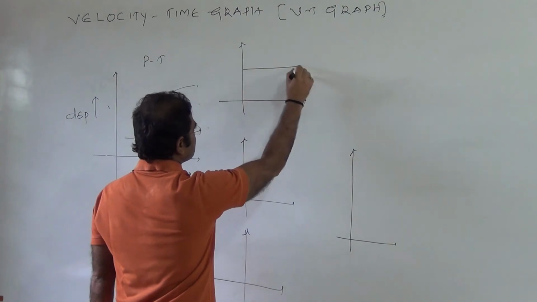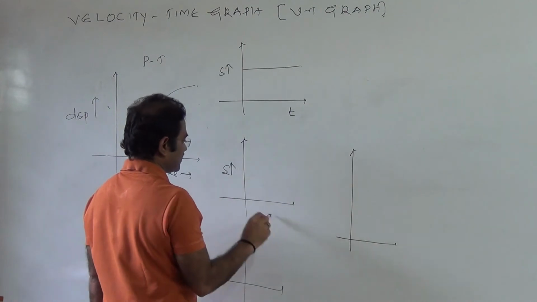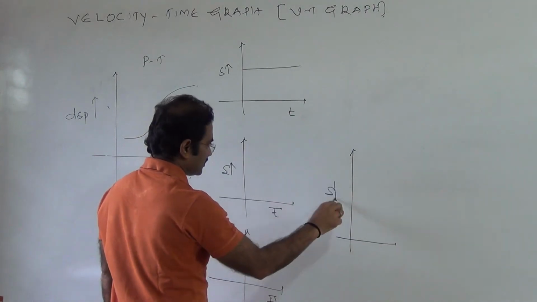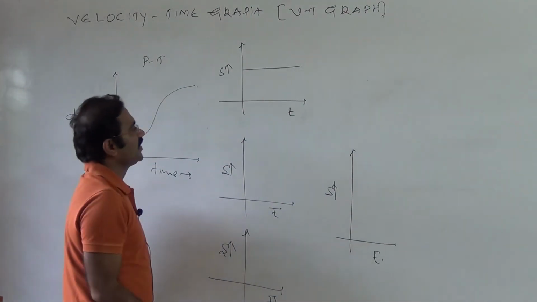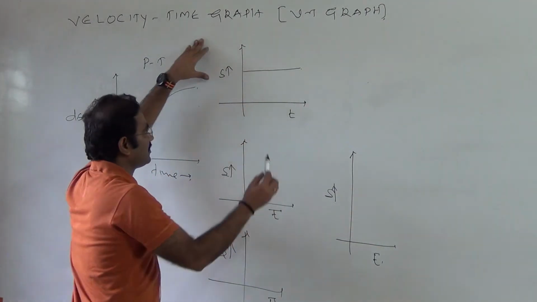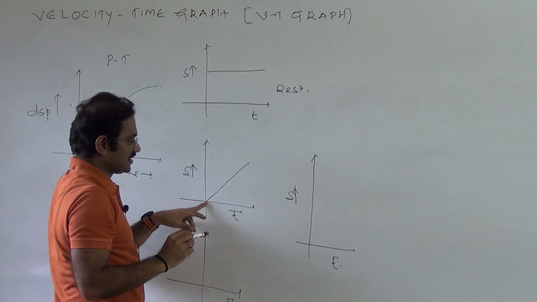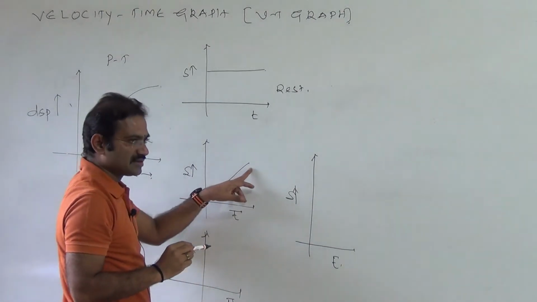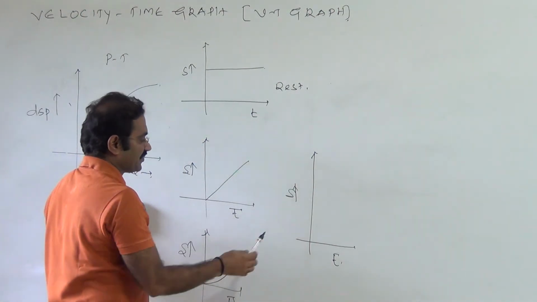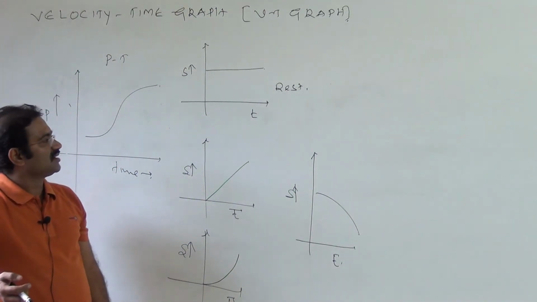If you take time versus the displacement, in all the cases the same, it is displacement versus the time. Here, with respect to the time, there is no change in the displacement, therefore we say the particle is at rest. And here, initially it is at rest. With respect to the time, it is moving with the increasing velocity. This one is also increasing velocity, and this one is the decreasing velocity. So these are the four different cases.